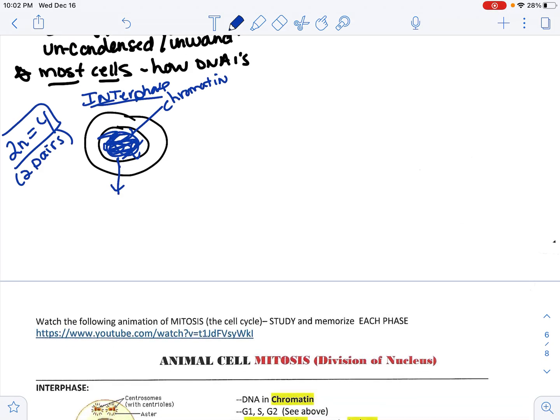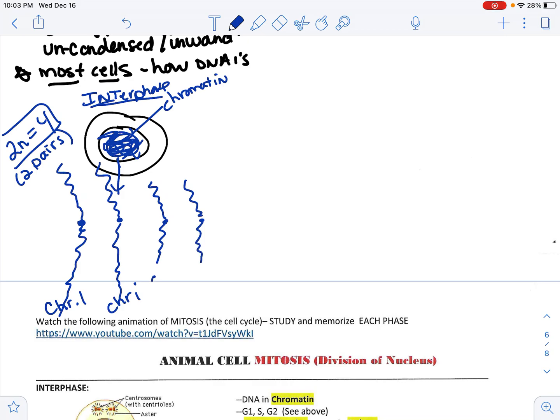If I were to look even closer, I said the chromosome number's 4, but when it says chromatin, let's say that's 1, and I'm going to draw where the centromere would be. Let's say that's one piece of one chromosome. It's going to be a chromosome, but right now it's 1 chromatin. And let's say that's the other. So that's chromosome 1 and chromosome 1, a homologous pair. And then the other pair, maybe a smaller one, let's say this is chromosome 2, and that's the other chromosome 2. But right now they're uncondensed as chromatin.